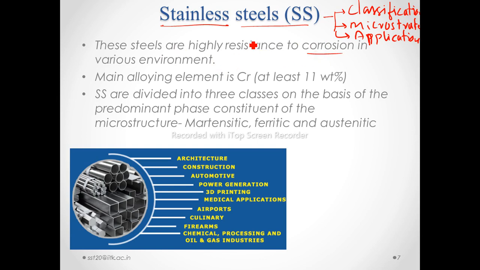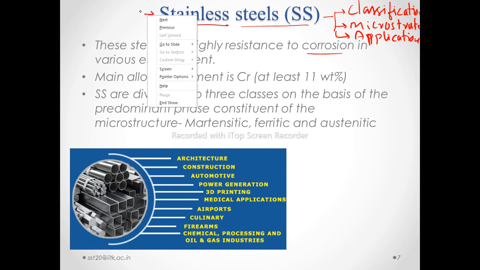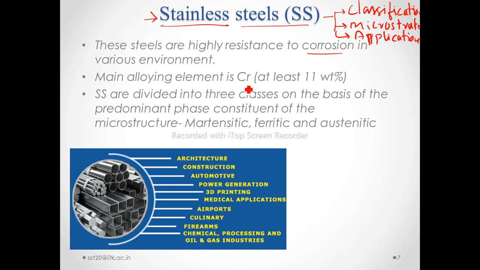Why will it be resisting? What is the property that leads to this? It is because of the addition of an alloying element called chromium. We have to add at least 11% of chromium in it. Then only we will get a stainless steel, that means a corrosion resistant steel.